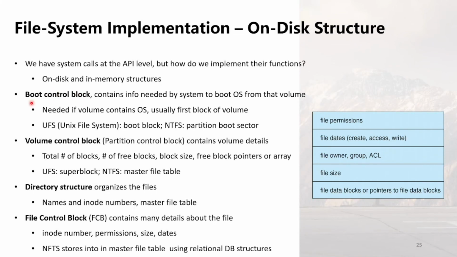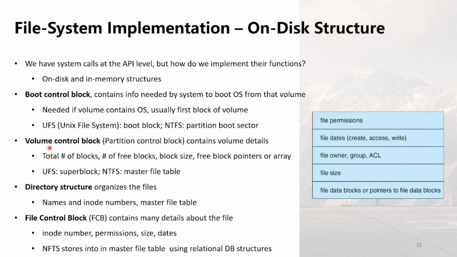A boot control block, also known as the boot block in Unix, or the partition boot sector in Windows, contains information about how to boot the system from this disk. It is generally the first sector of the volume if there is a bootable system loaded on that volume, or the block will be left vacant otherwise.